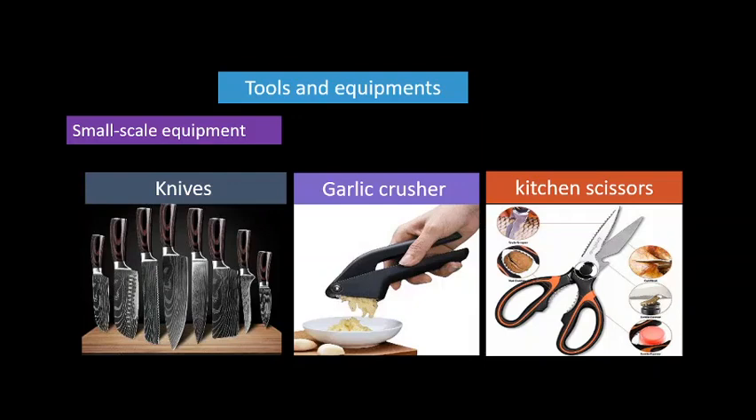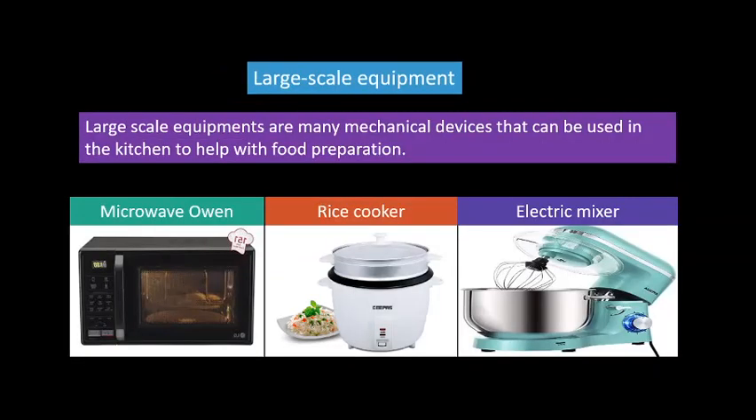our kitchen. Moving on, we have the large scale equipments. Large scale equipments are many mechanical devices that can be used in the kitchen to help with food preparation. I have just selected a few large scale equipments which are very familiar to all of you. Most of these types of equipments are available at home, starting with the microwave oven.